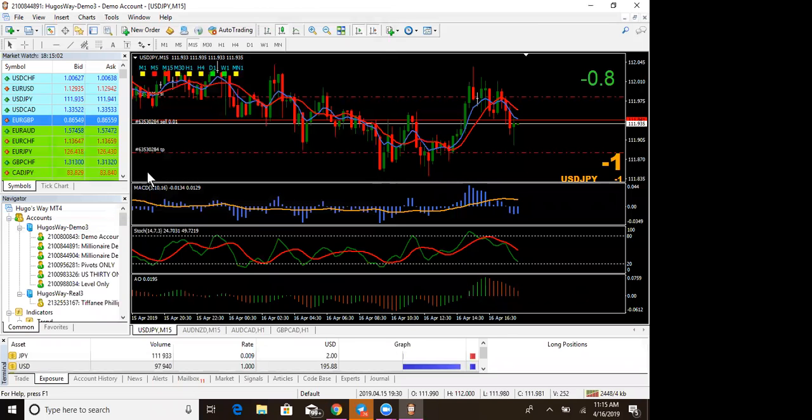Sell by market. All right. So now we have our pip calculator and it's showing this right here. And now we're in the trade, right? So let's go back over and look at how to calculate a pip, right? Give me one second here. Because anything with the yen in it, you're going to calculate it a little bit differently, okay?